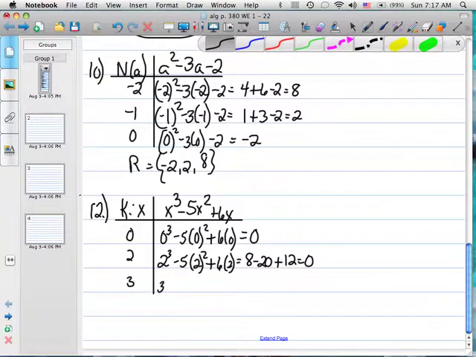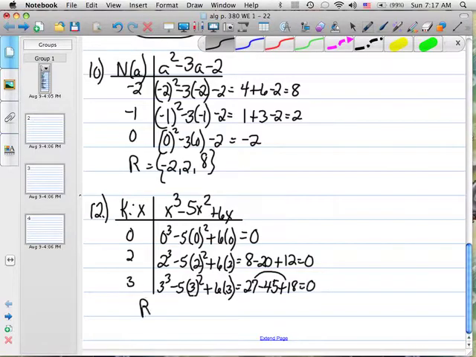And then last, 3 cubed minus 5 times 3 squared plus 6 times 3. 3 cubed is 27. 3 squared is 9. 9 times negative 5 is negative 45. And 6 times 3 is 18. If we add the 27 and 18, we get 45. Take away 45, we get 0. So our range is 0.